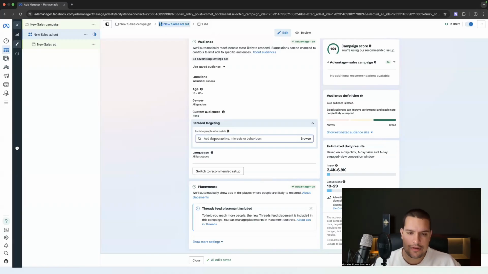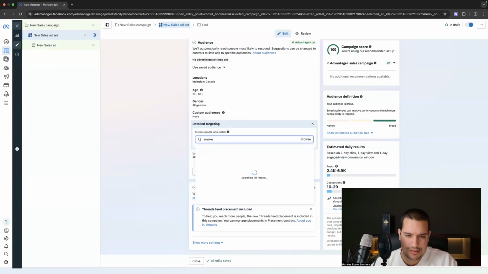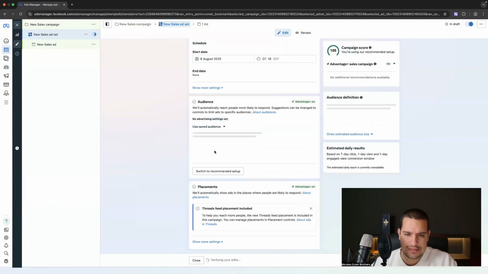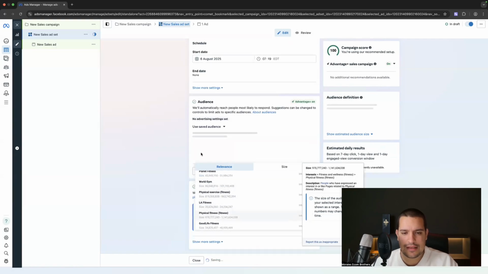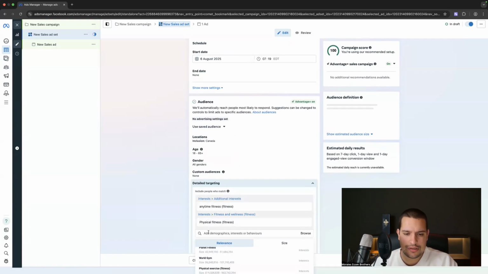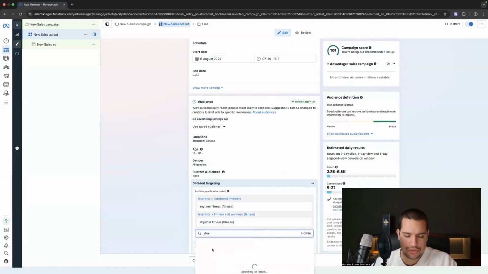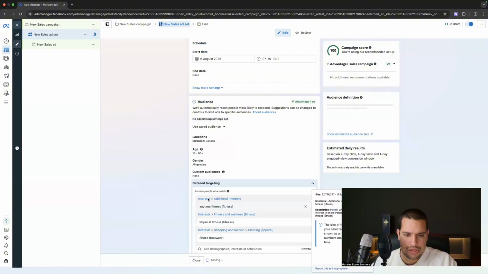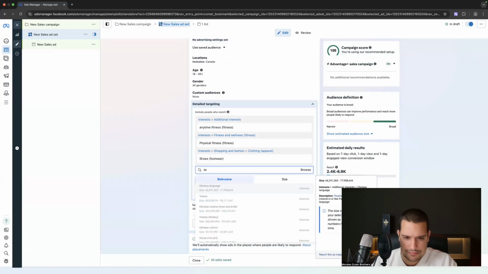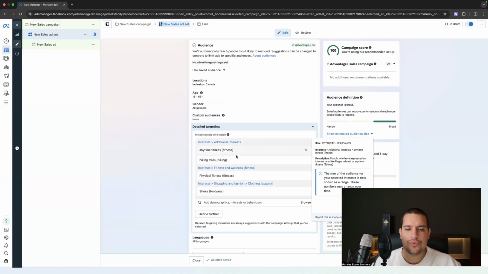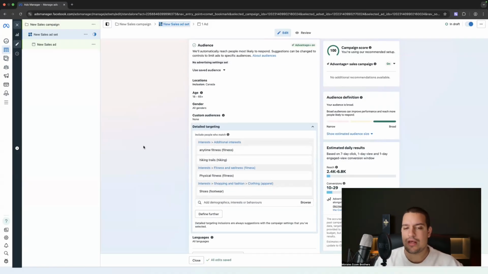So let's say you have one that is like Anytime Fitness, because it's a fitness shoe or whatever. You're going to have one that is, let's say, LA Fitness, another one that is shoe, and another one that is like, let's say, hiking. Okay, so let's say that those are your top interests. They're working well, they're making you money. Then I'm going to make one with this.